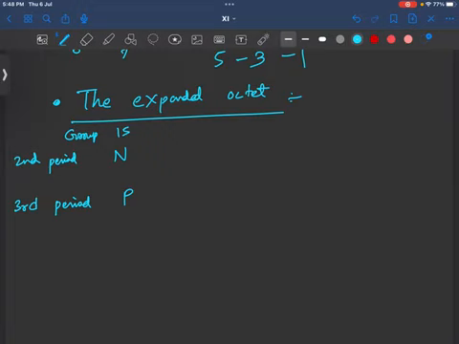So I will tell you what the difference is between these two, although they belong to the same family. You remember I told you the first guy in the second period, or the first guy in a particular family, is different from the other guys. Why is that? Because if you see the configuration of nitrogen, what is its configuration? 1s2, 2s2, 2p3. Is 2d possible? 2d is not possible. Do you know that?